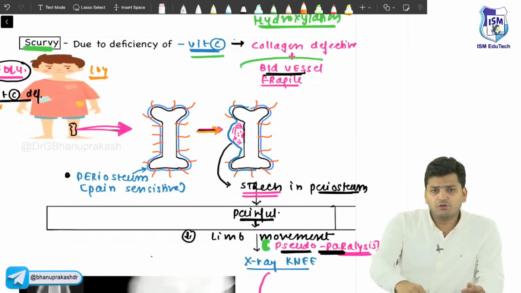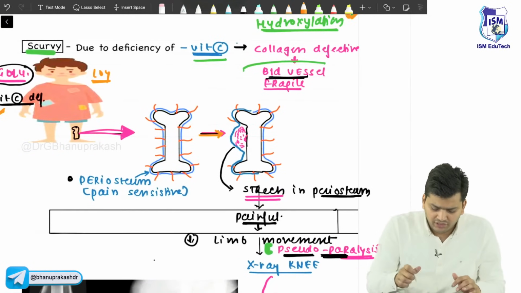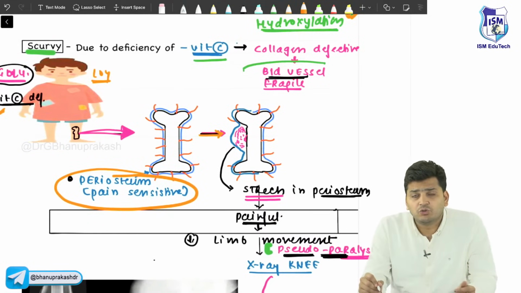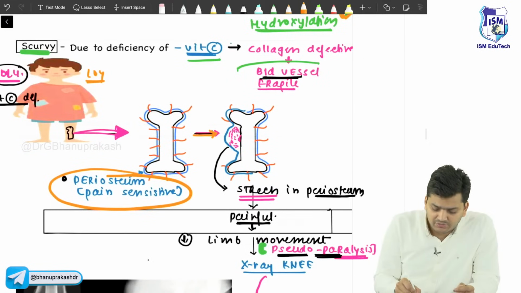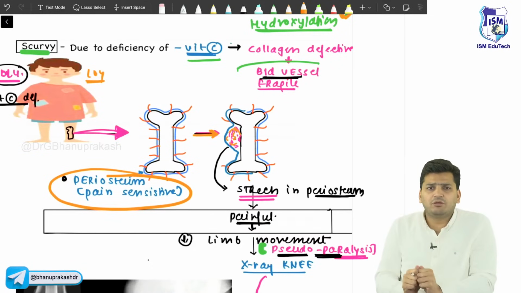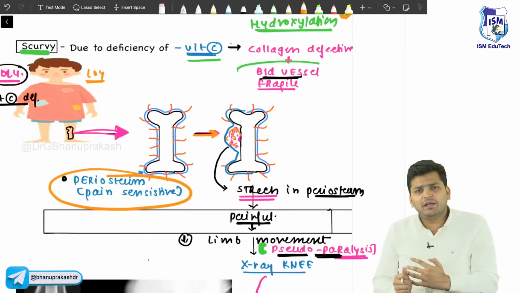You know that the cover of the bone is called the periosteum, and the periosteum is the only structure which is pain sensitive. So now one of the blood vessels ruptures. Because of that, bleeding happened and there was a stretch in the periosteum. So he had severe pain. He came back home. He was sitting in the corner, crying. The mother came.